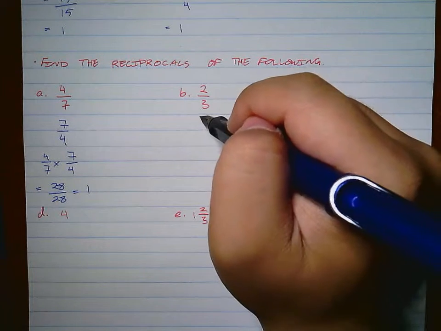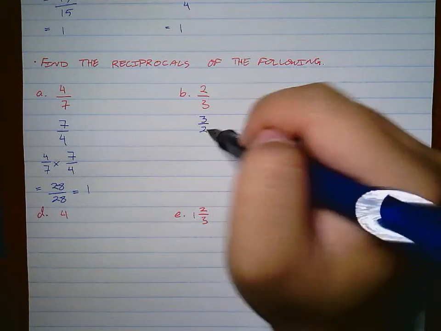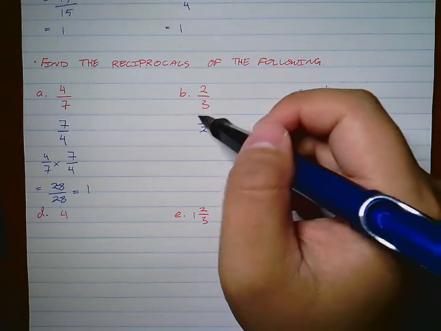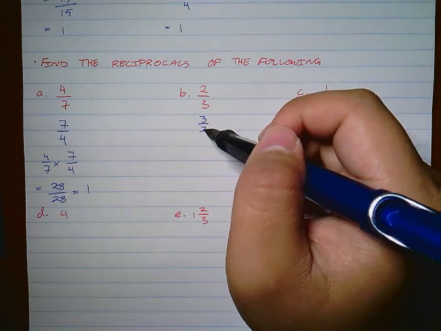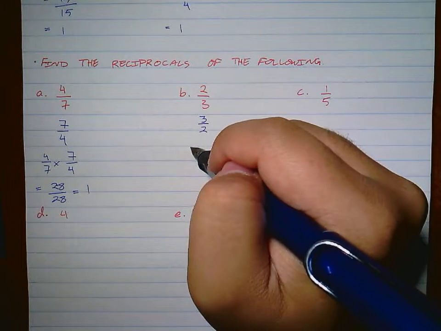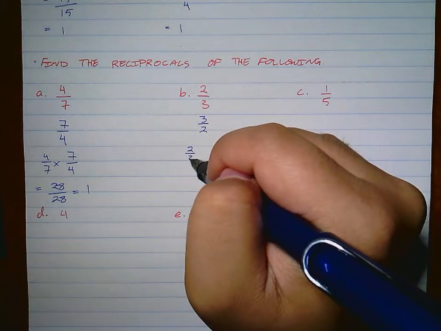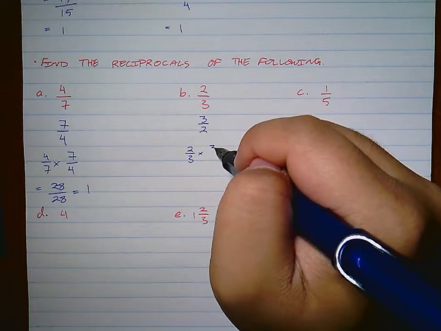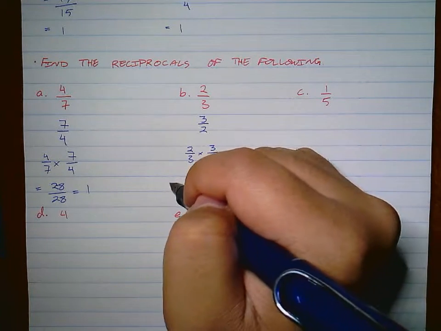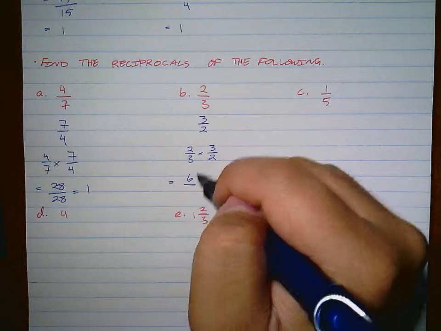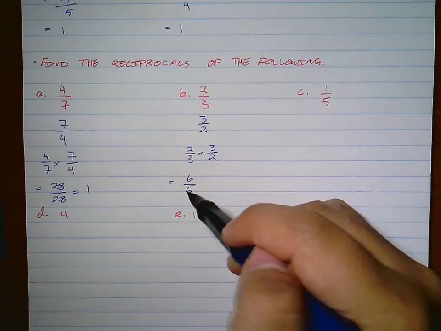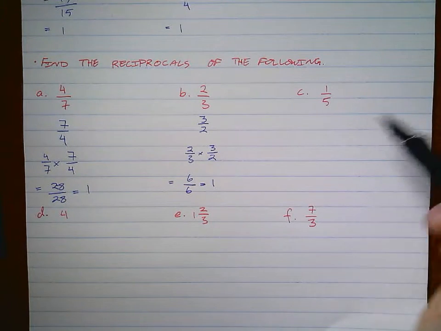The reciprocal of this is, if we take this fraction and just flip it over, this will give us 3/2. So the reciprocal of 2/3 is 3/2. Once again, testing it out, 2/3 times 3/2. That will give me 2 times 3 is 6. 3 times 2 is 6. Once again, it is 1.